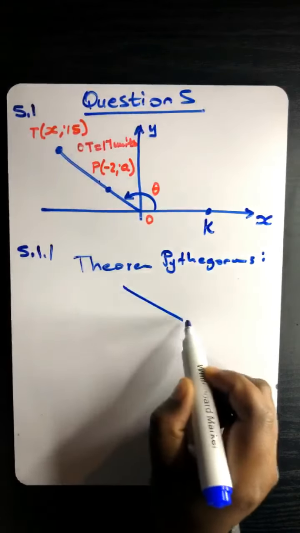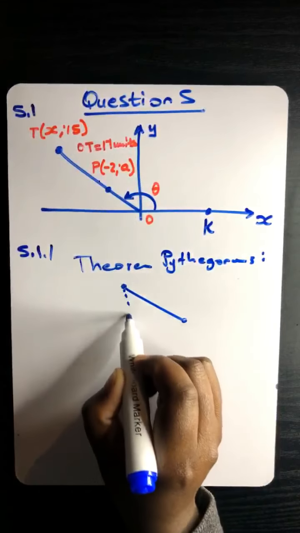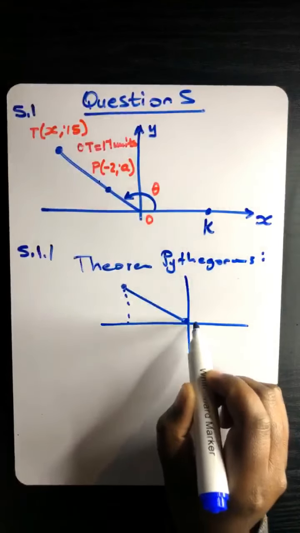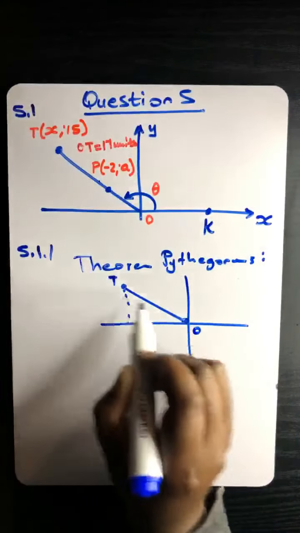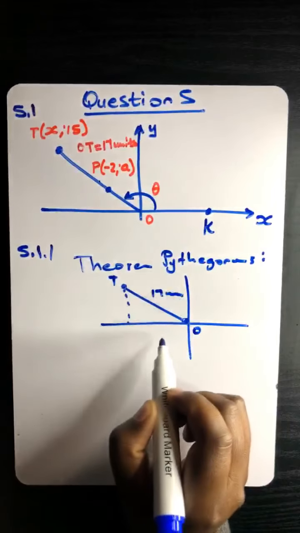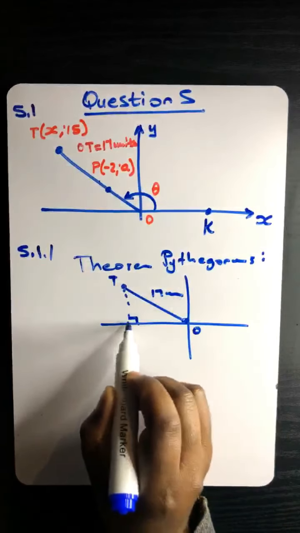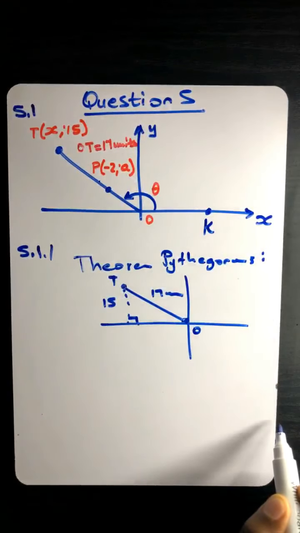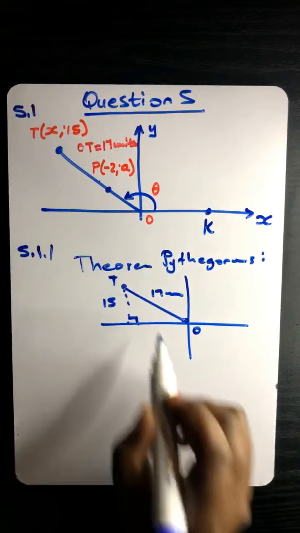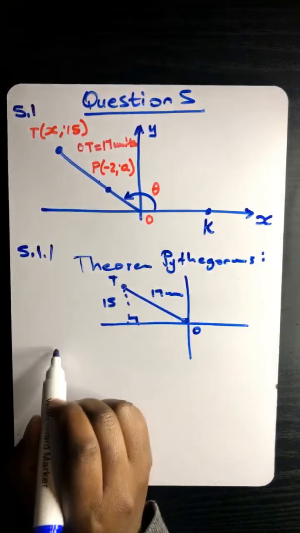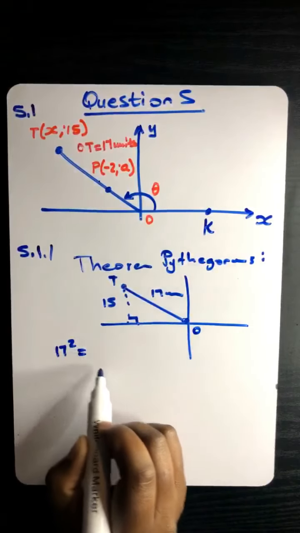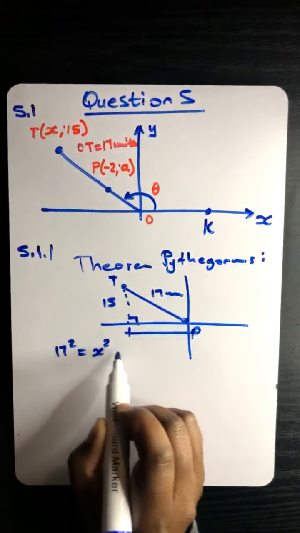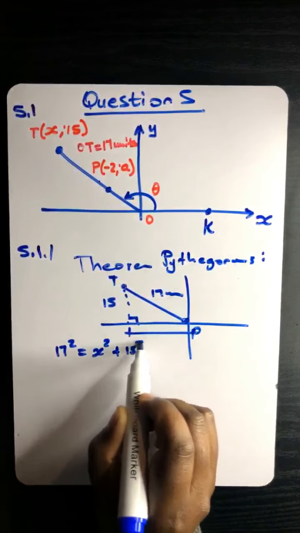Oh, I think you have a point, Tumza. So you're saying we have OT being 17 units, and then we also have from there to there being 15. I think you have a point, because now we can say 17 squared is equal to x squared plus 15 squared.